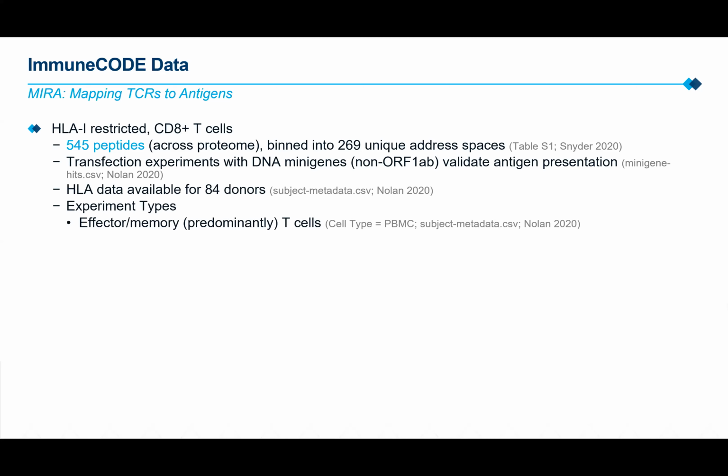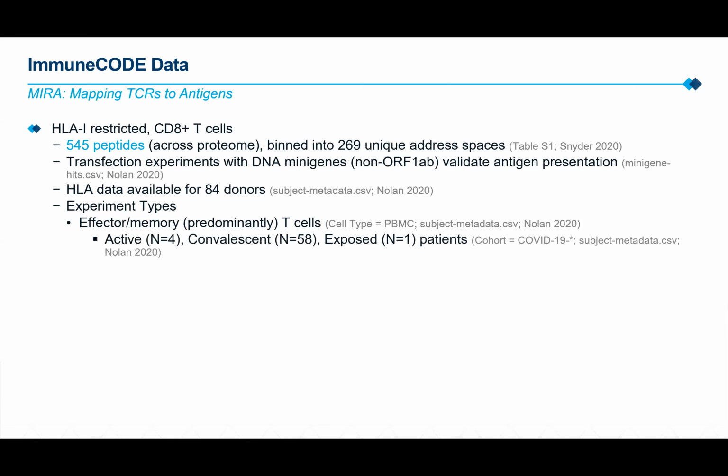So one of the types I think of as the effector memory T cells. These are not actually sorted for effector memory T cells, but is more based off PBMCs and using the fact that those cells that are already expanded are going to be predominantly effector memory T cells. And you can pull those by looking for the PBMC cell type in that data set.